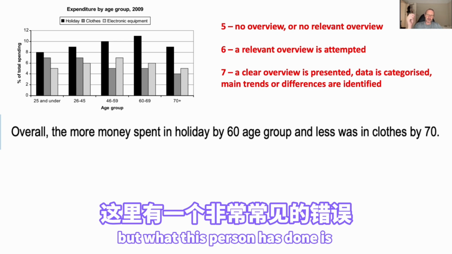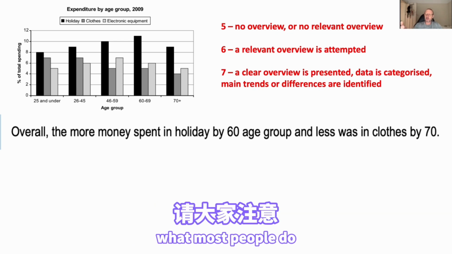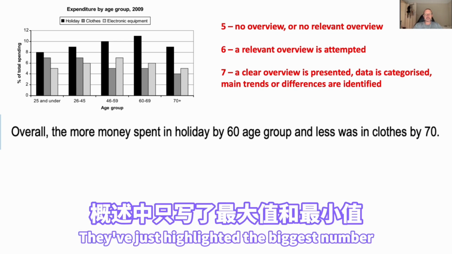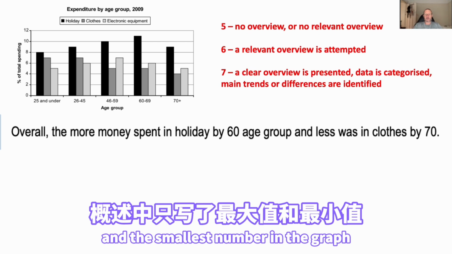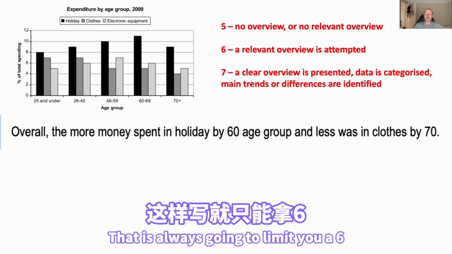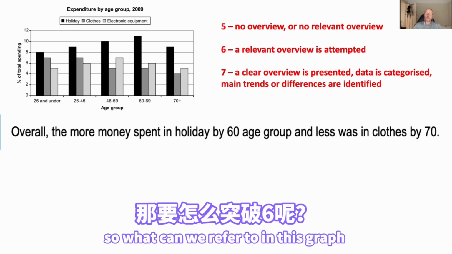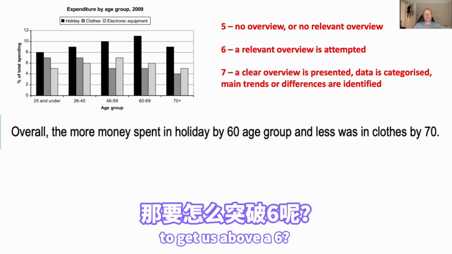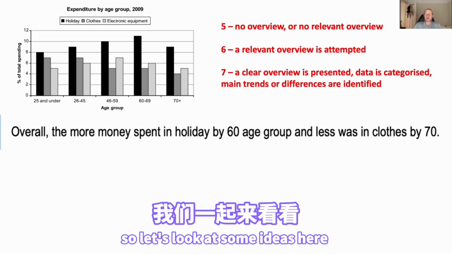But what this person has done is what most people do. They've just highlighted the biggest number and the smallest number in the graph. We can't do that, okay? That is always going to limit you to a 6 at the most. So what can we refer to in this graph to get us above a 6? So let's look at some ideas here.